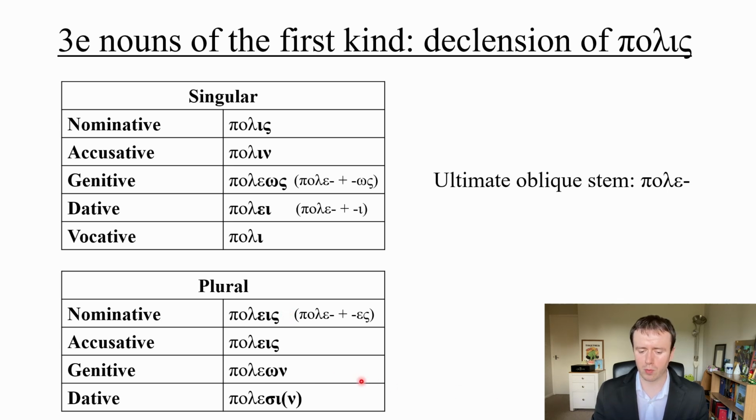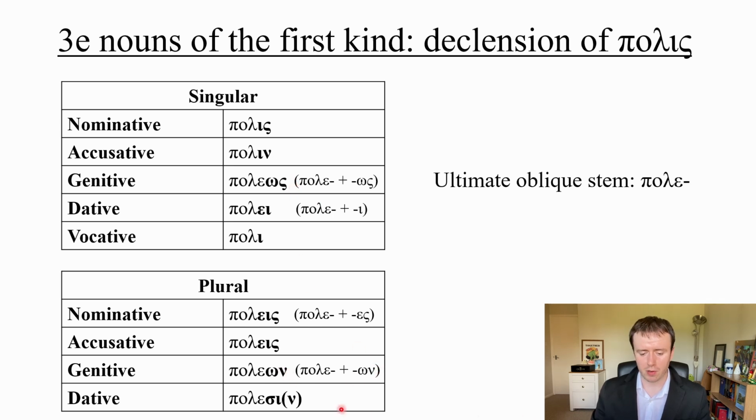Anyway, the genitive plural is almost what we would expect. We have got pole plus orn, but the unexpected part is the epsilon does not contract with the ending orn. Okay, we have to learn that the epsilon stays there, just like how the epsilon stays there in the genitive singular. So we can remember that by remembering that the genitive forms of 3E nouns have an epsilon at the end of the oblique stem, which does not contract with the endings. In the genitive singular, we've got poleos. In the genitive plural, we've got poleorn.